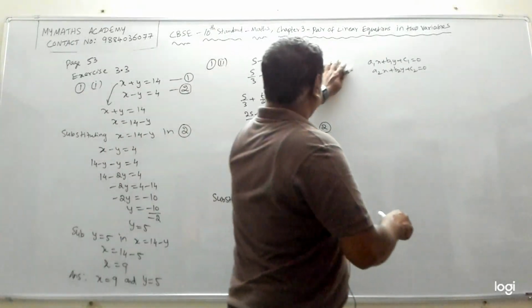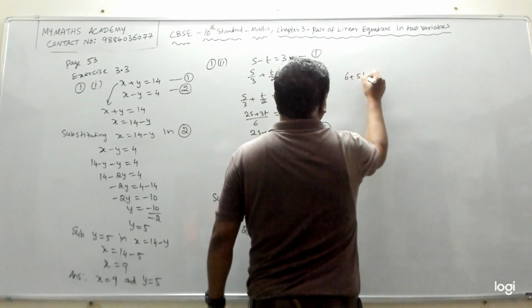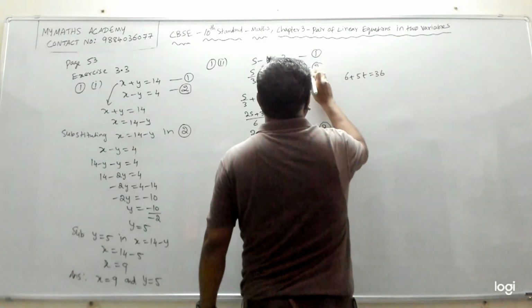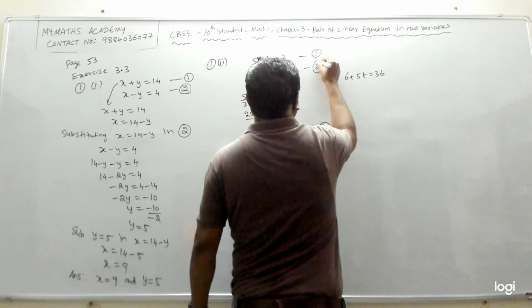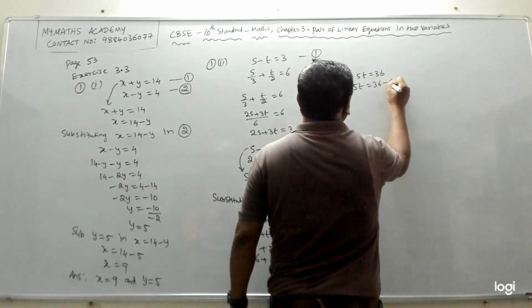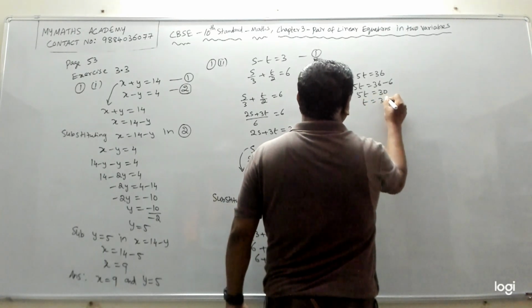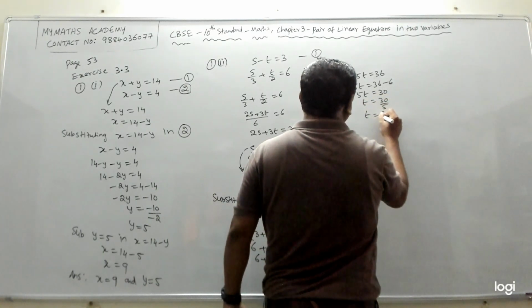So we get, I am writing this again. So 6 plus 5t equal to 36. Equation 2. By mistake I erased this. Sorry. So 5t equal to 36 minus 6. 5t is equal to 30. t is equal to 30 by 5, which means t is equal to 6.